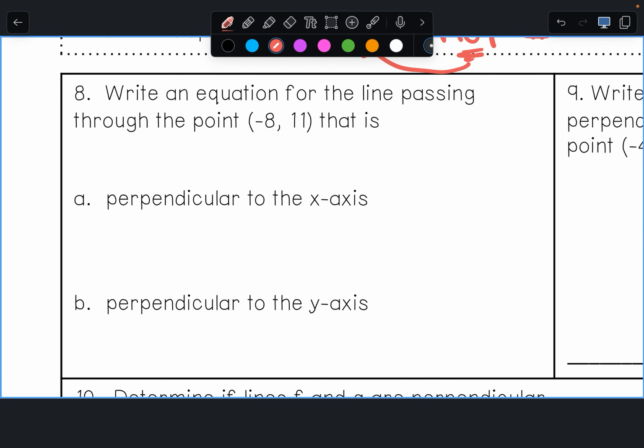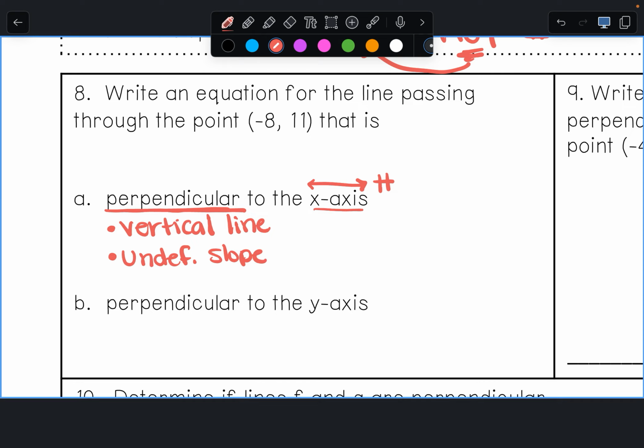Well, we know that the x-axis is a horizontal line, so if it's perpendicular, we're going to be writing what kind of line? Vertical. Vertical line. If the x-axis is horizontal, a line perpendicular to it will be vertical. And the u in Vux is undefined slope. The x in Vux is x equals a number. Okay?